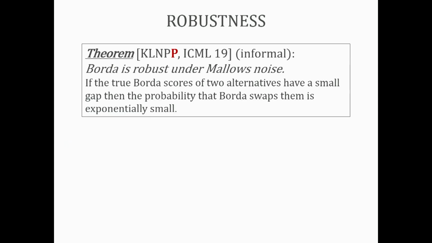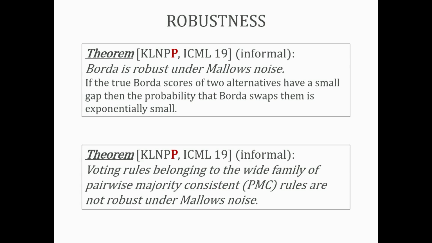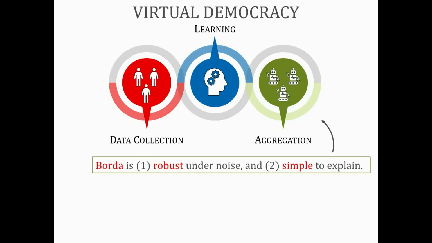So our informal theorem is that Borda is, in fact, robust under noise. So with high probability, Borda will not make a mistake. While at the same time, there's a huge family of voting rules that does. Okay? Without going into any more technical stuff. Borda also has this non-technical bonus point that it is very easy to explain. If I want to explain to you why Borda did this, I just need to tell you about points and adding up stuff. So in our recommendation system, we did go with Borda.